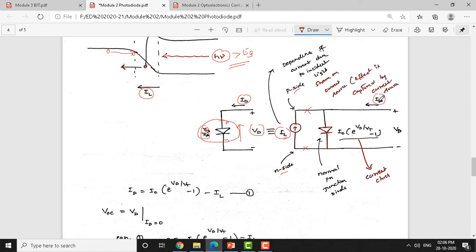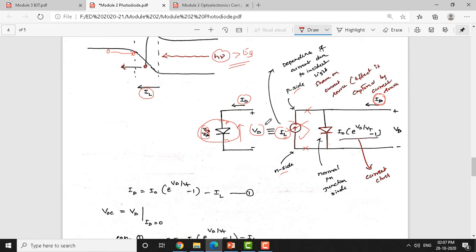Now, the total current is ID minus IL. The current due to the forward direction is ID, which flows from the P side to the N side, and the other current flows from the N side to the P side. So these two currents are going to be opposite in direction. In the absence of light this current source will not be there; in the presence of light this current source will be there. In the forward direction in the absence of light only ID will flow, in the presence of light both IL and ID will flow, and of course these two are in opposite directions. So this is the equivalent circuit of the solar cell.